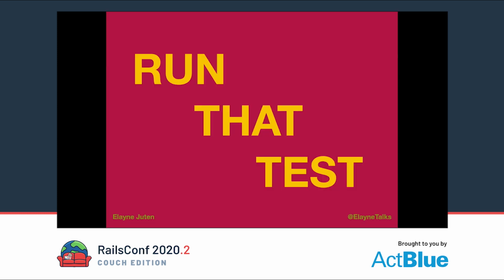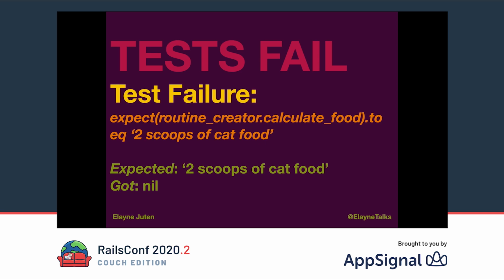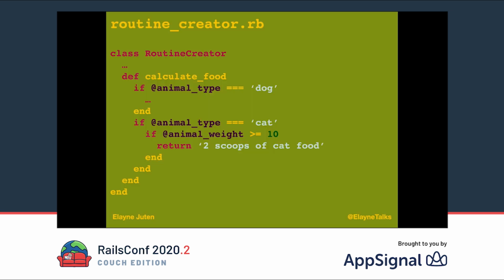I'm going to run the test. I'm going to expect that it fails because we didn't add anything to our Ruby file yet. We're going to let the error messages guide us on what to add. And the tests fail. We expected the calculate food method to equal 2 scoops of cat food, but it got nil. So we're just going to add that information in.